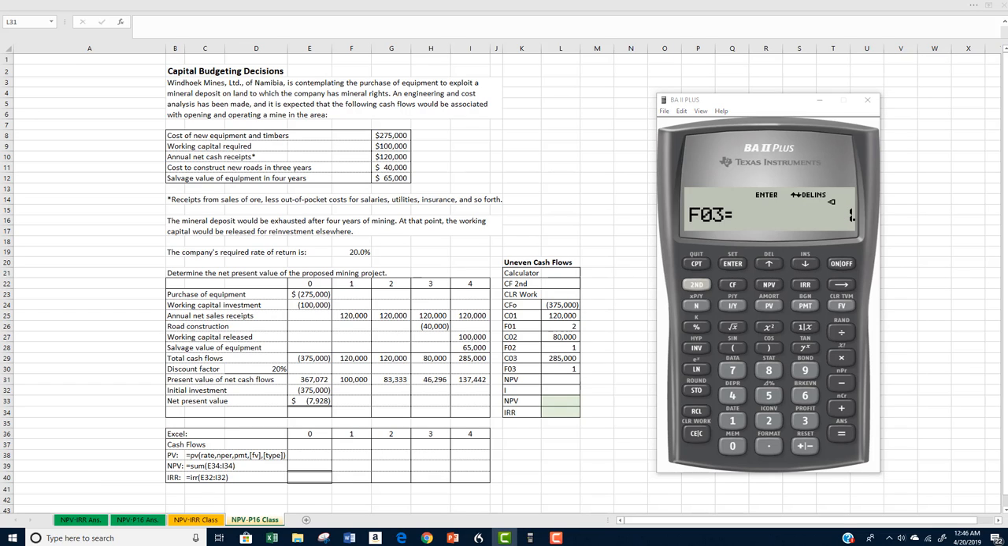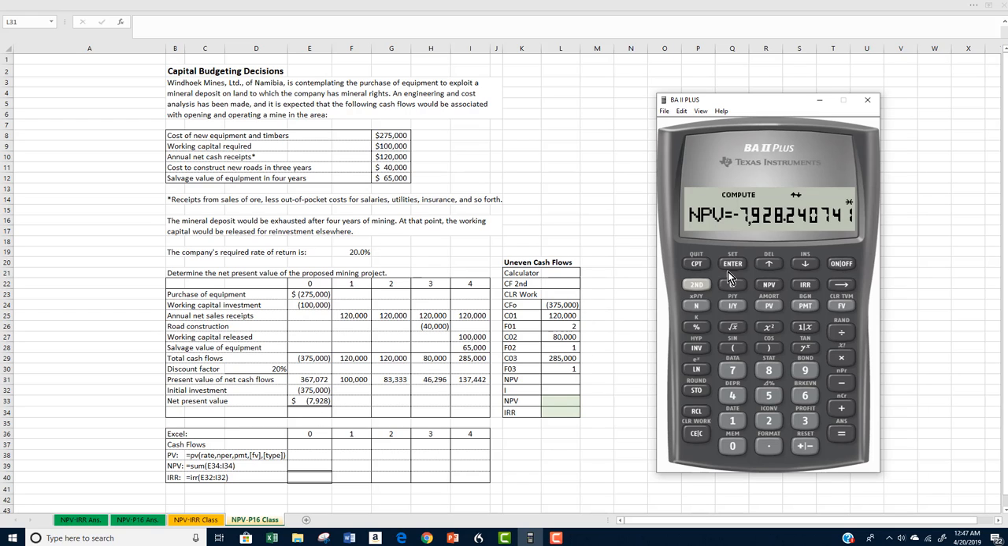At this point, you have entered all the cash flows. Press the NPV button. The display will ask for the I. Enter 20 as a whole number. Arrow down, and the display will read NPV equals 0. Press CPT, and the calculator will display a negative 7,928.240741, which rounds to a negative 7,928.